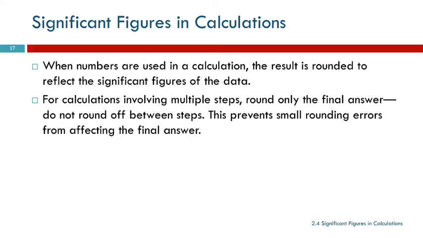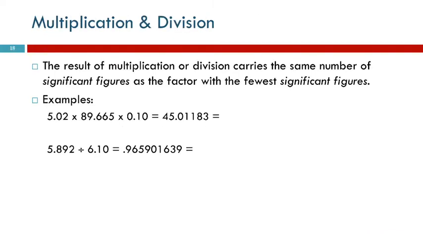So sometimes we have calculations with multiple steps. What we want to do there is to only round the final answer. We don't want to round off each individual step because that can introduce error into your measurements. So when you multiply and divide, this is how we deal with the significant figures. Your answer is going to have the same number of significant figures as the factor with the fewest significant figures.